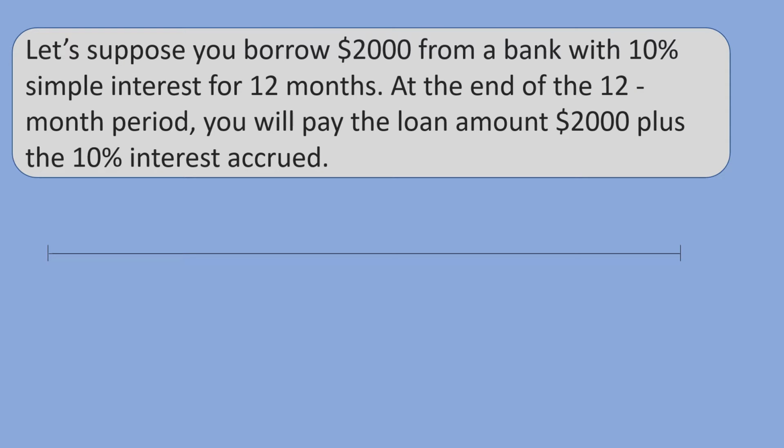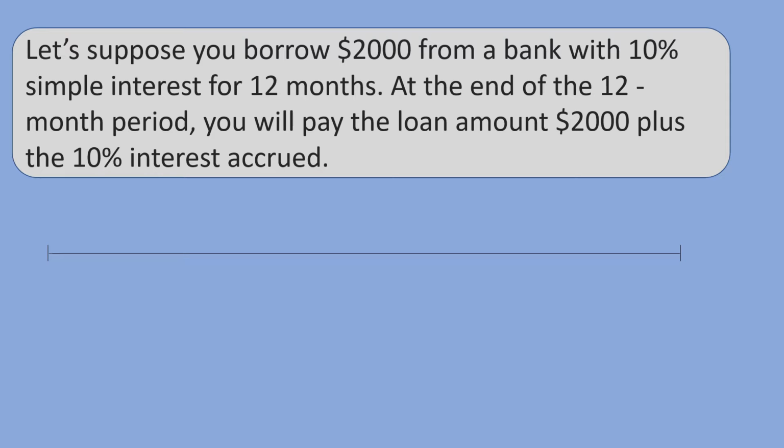In this example, suppose you have borrowed $2,000 from a bank with a simple interest rate of 10%. So this loan is for a period of 12 months, and at the end of 12 months I'll pay the original borrowed amount, that is $2,000, plus the interest that has been accrued. So let's see how to calculate this.